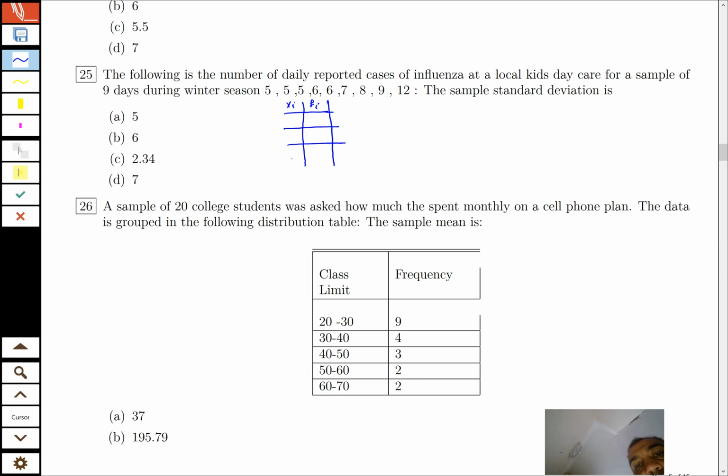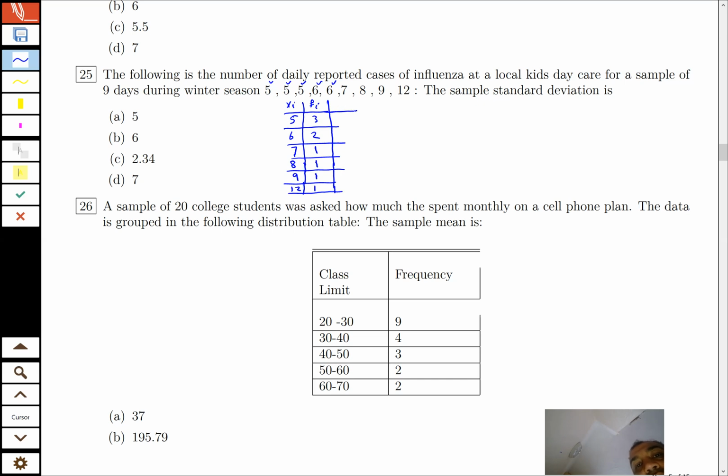We could of course do it normally, but I have 5, it's repeated 3 times. 1, 2, 3. And I have 6 repeated 2 times. 1, 2. I have 7 repeated only 1 time, and 8 only 1 time, and 9 only 1 time, and then 12 only 1 time.